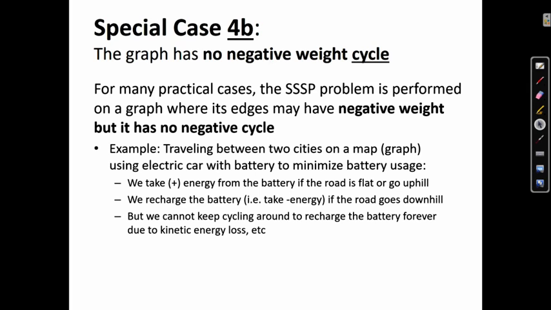If you want to represent a graph of the energy usage or the charging of your battery, you can link, for example, flat ground to high ground, where I use energy, so it is a positive edge. But when we are going down from high ground to flat ground, it is negative, because we are recharging the battery. So we can have a negative edge. But in this case, can we have a negative cycle?